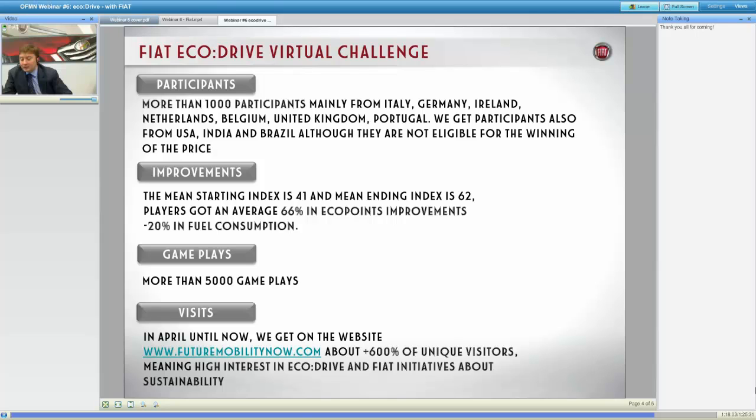We got more than 5,000 gameplays. So on average, each participant has played about 5 times. So the play was fun, and the people wanted to try again. From the visits to the website, we saw an improvement of about 600% of unique visitors in this period until now. So for us it means that there is high interest in EcoDrive and the Fiat initiative about sustainability.